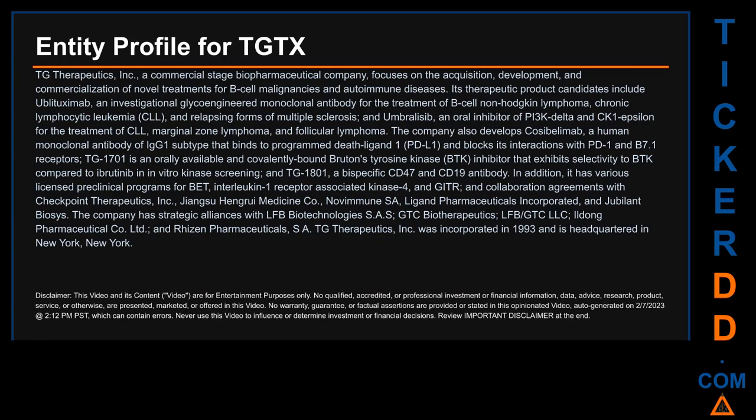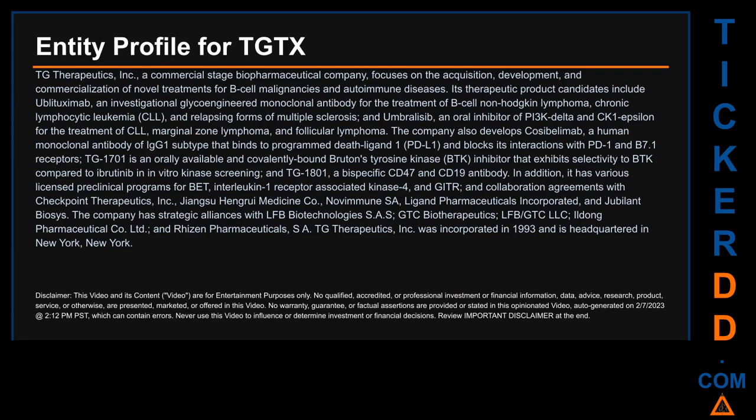I searched the public web to find information about the company that is behind this ticker. Here is what I found. TGTX, Inc., a commercial-stage biopharmaceutical company, focuses on the acquisition, development, and commercialization of novel treatments for B-cell malignancies and autoimmune diseases. Its therapeutic product candidates include ublituximab, an investigational glyco-engineered monoclonal antibody for the treatment of B-cell non-Hodgkin lymphoma, chronic lymphocytic leukemia (CLL), and relapsing forms of multiple sclerosis, and umbralisib, an oral inhibitor of PI3K delta and CK1 epsilon for the treatment of CLL, marginal zone lymphoma, and follicular lymphoma.